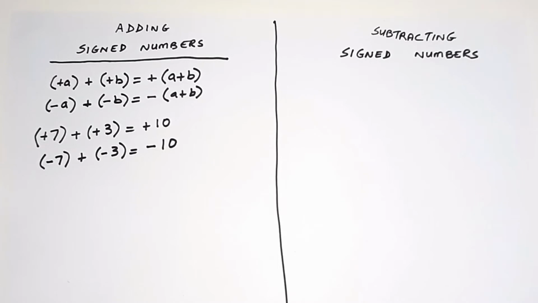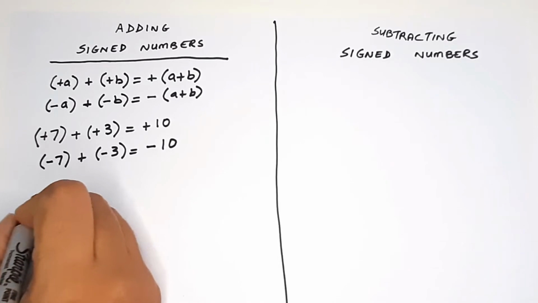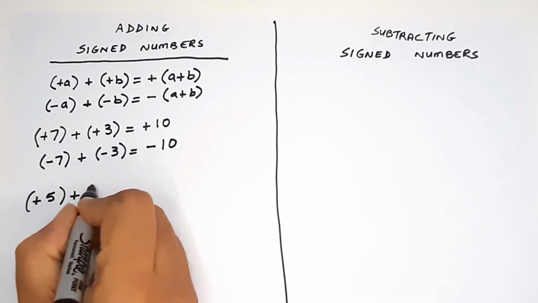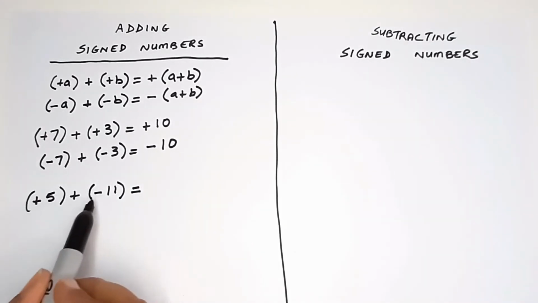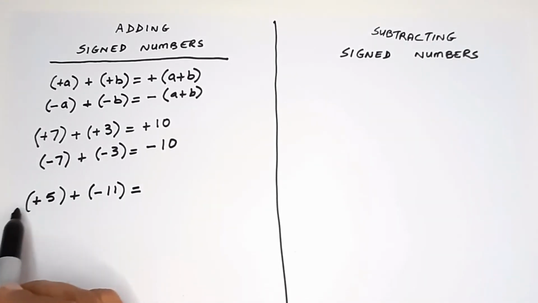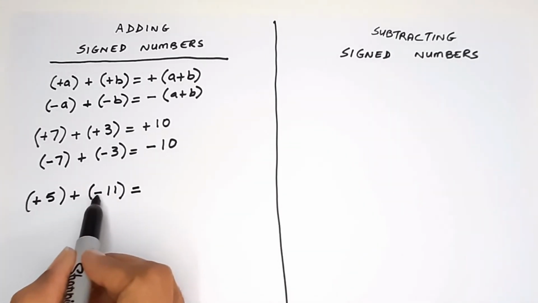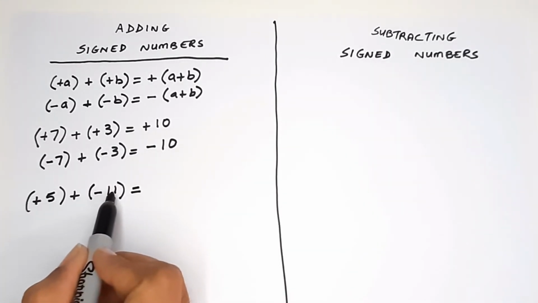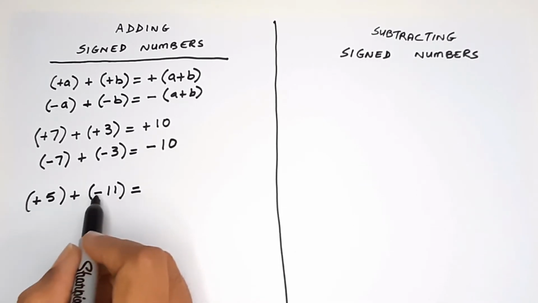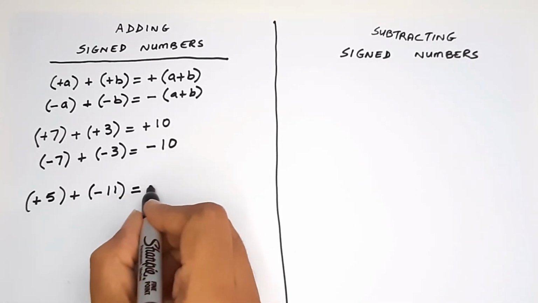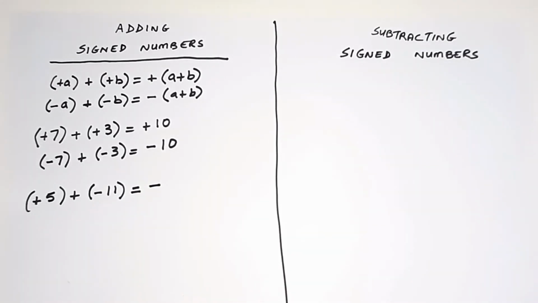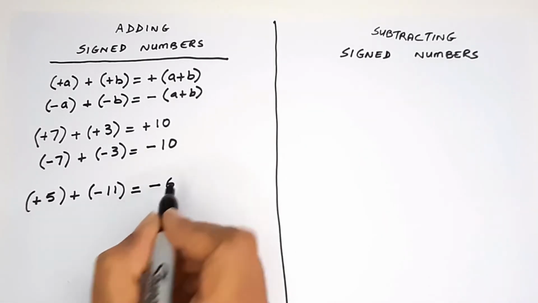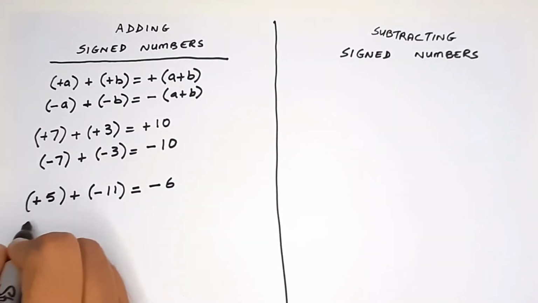Now, when we add different signs, let's take a look. Positive 5 plus negative 11. Now we look at the two numbers and see which number is larger. The negative 11 is actually larger than 5, so the negative sign becomes the dominating sign, and we subtract the two numbers, which is 11 minus 5, which is 6.